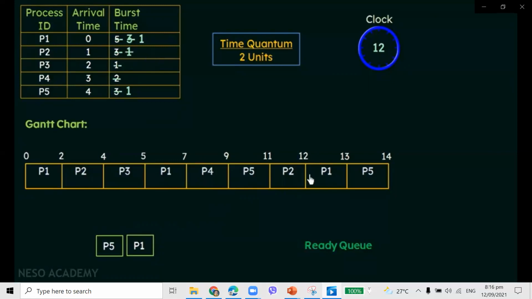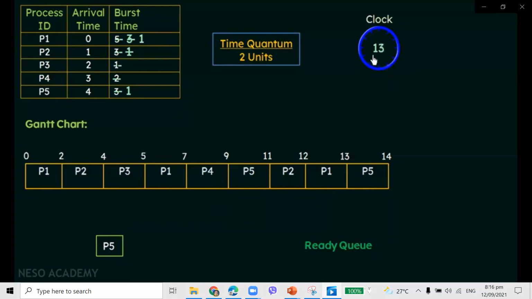Alright, so what is the next process? The next process is P1 that is waiting at the head of the ready queue. So P1 will now be given the CPU. So P1 is removed from the ready queue and put in the Gantt chart because P1 gets the CPU for its execution. And let's see what will happen at the next unit of time now.